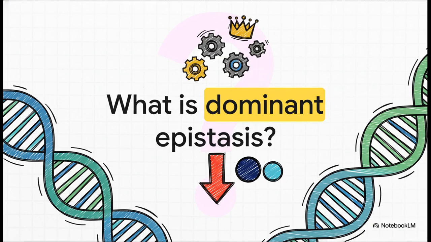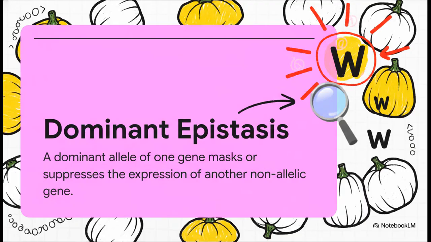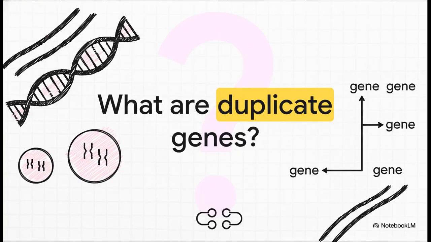Okay, let's get a bit more specific. What happens when it's the dominant allele that's doing all the masking? What do we call that? That's dominant epistasis. You've got 5 seconds. And that is dominant epistasis. A great example is in summer squash. If a squash plant has that dominant W allele, it's going to be white, period. It doesn't matter one bit if it also has the gene for yellow fruit. The W allele is the boss, it just overrides everything else. Ready for the next one?